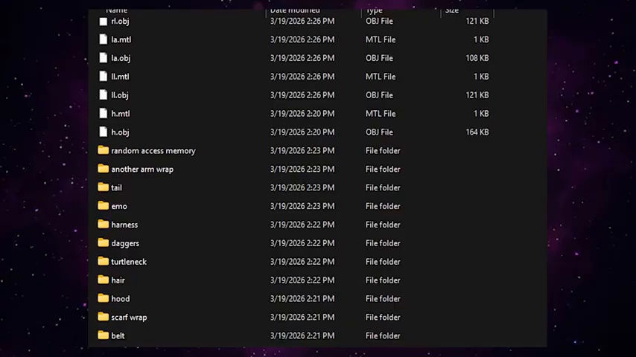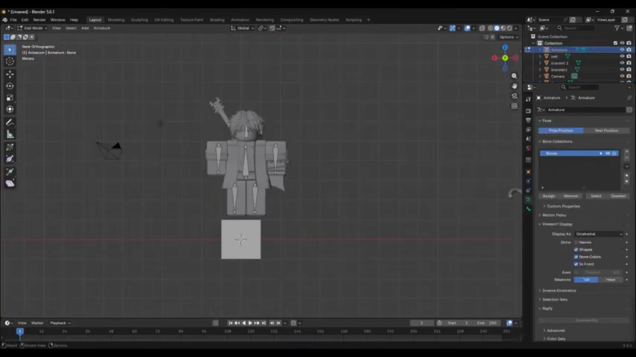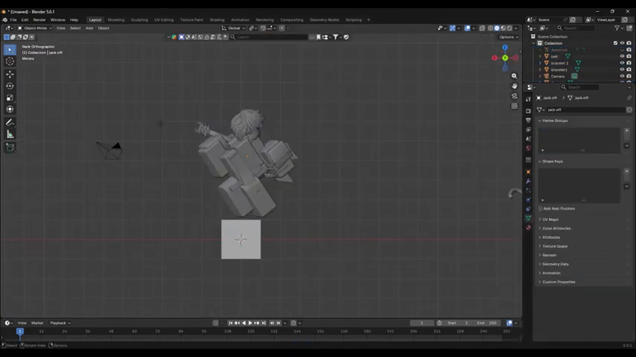I then export the limbs and accessories into organized folders so the textures don't overlap, and I import them into Blender, where then I put bones on them, giving them full range of mobility.